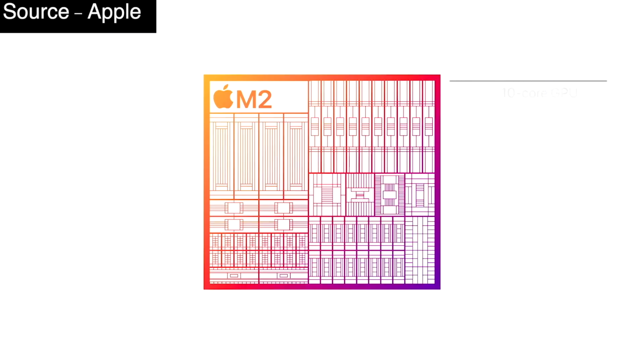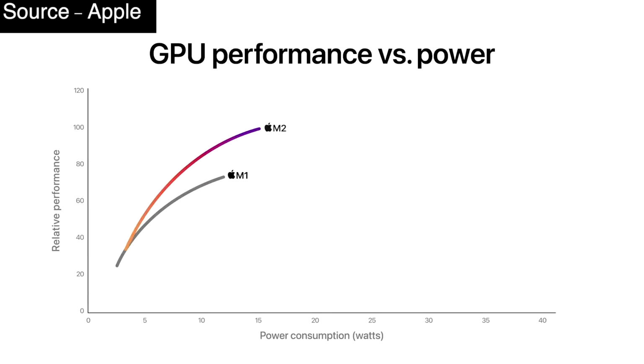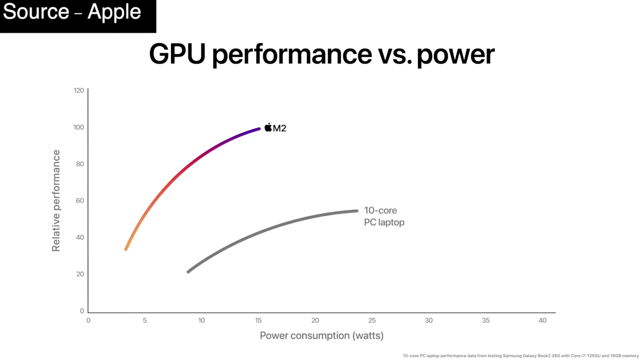M2 also features our next-generation GPU, which now has up to 10 cores. That's 2 more than M1. M2 delivers up to 25% higher graphics performance at the same power level as M1, and up to 35% higher performance at its max. And compared to the integrated graphics in the latest PC laptop chip, the GPU in M2 delivers 2.3 times faster performance at the same power level. And M2 delivers the peak performance of the PC chip using just 1/5 of the power.